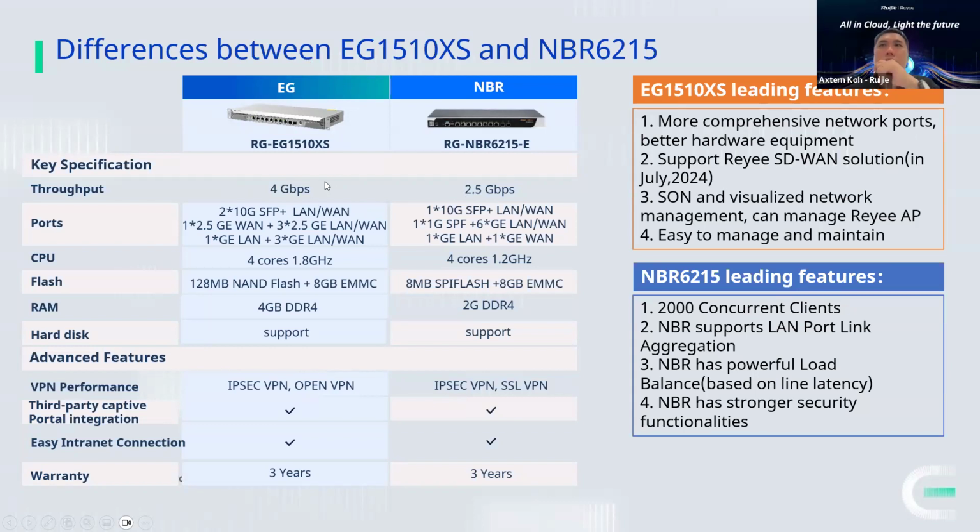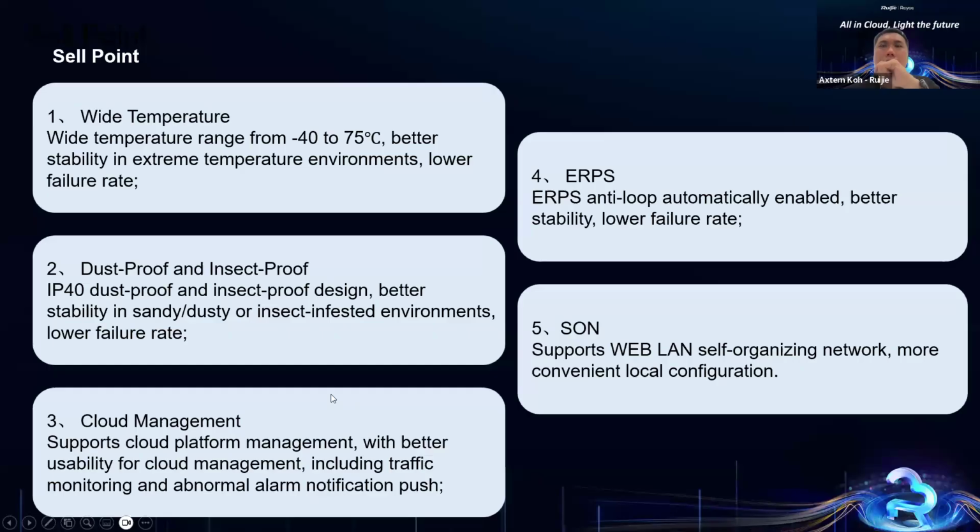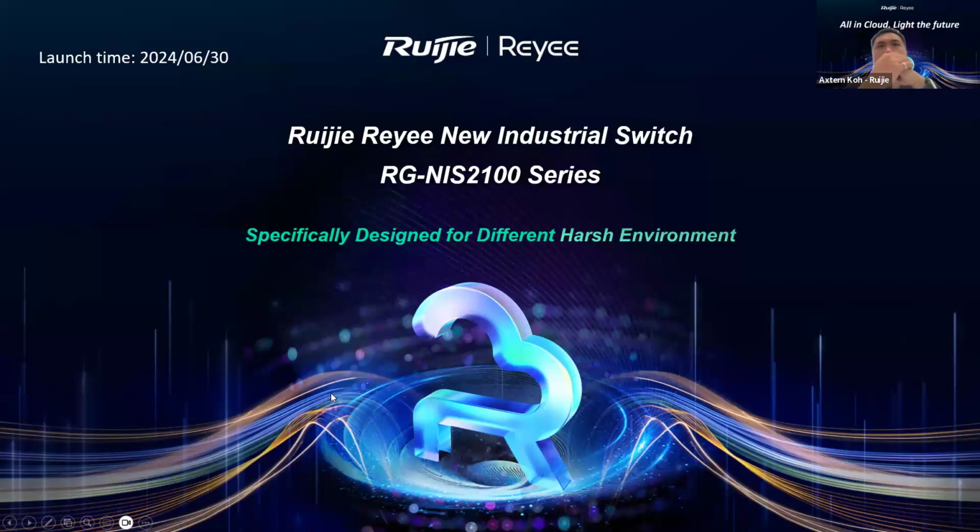This unit can manage 1,500 concurrent users. It supports OpenVPN as well as IPsec VPN. And the most important thing, third-party CAPI portal integration. These are what we highlight here. And that's all for my new EG product launch today.